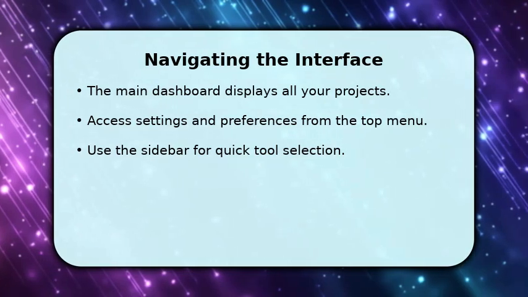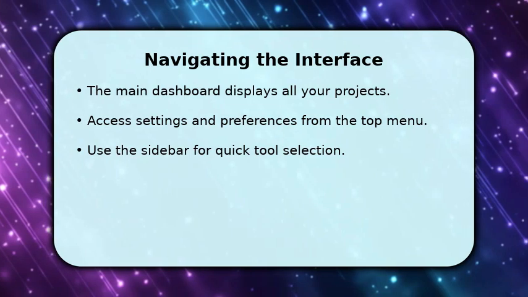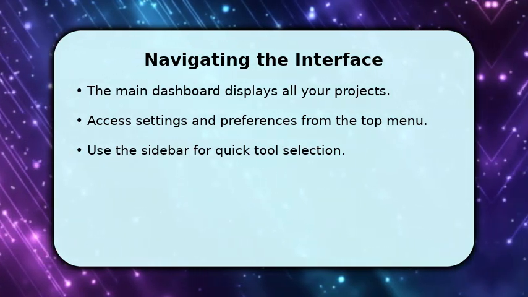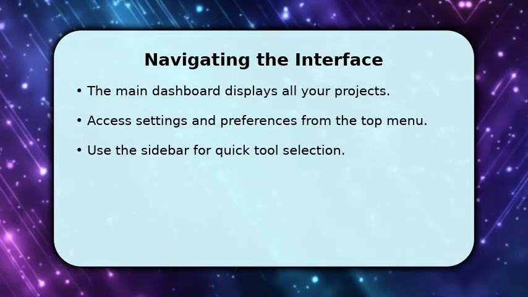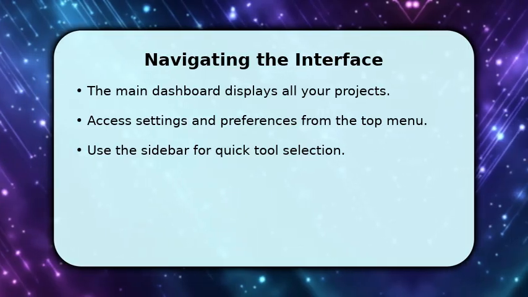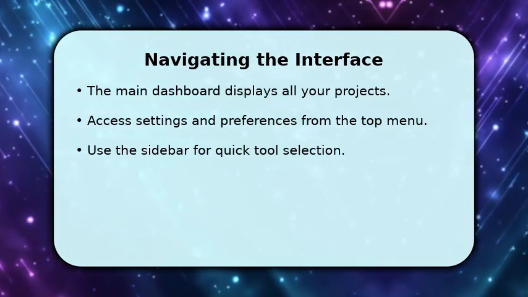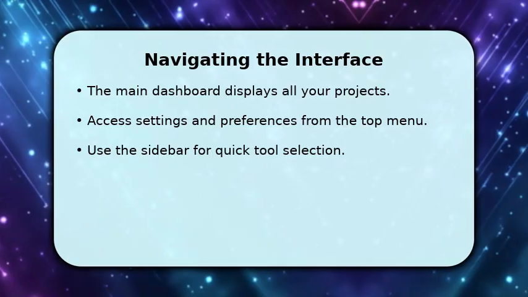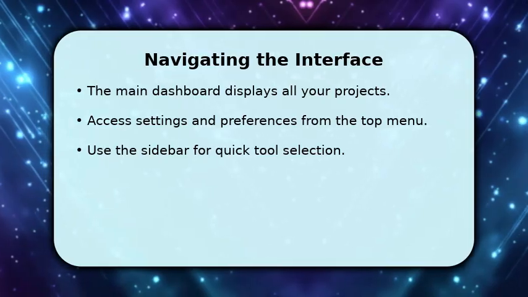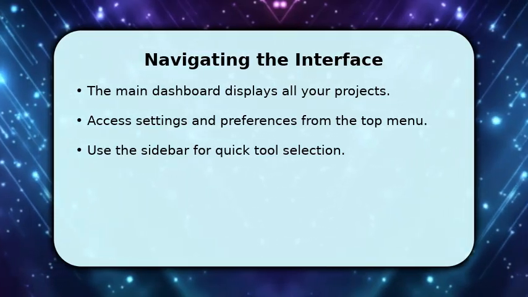Navigating Canvas of Kings is straightforward. Your main dashboard provides a clear overview of all your saved projects, making it easy to pick up where you left off. You can find important settings and preferences conveniently located in the top menu bar. The intuitive sidebar offers quick access to all your essential tools, while zooming in and out is simple with your mouse wheel for precise control.